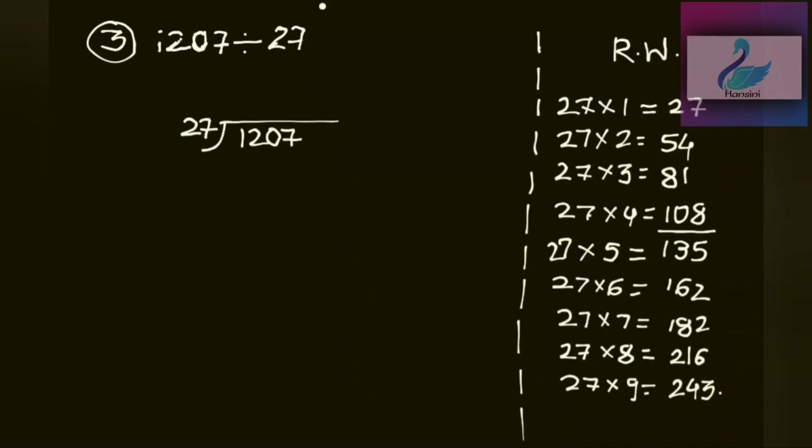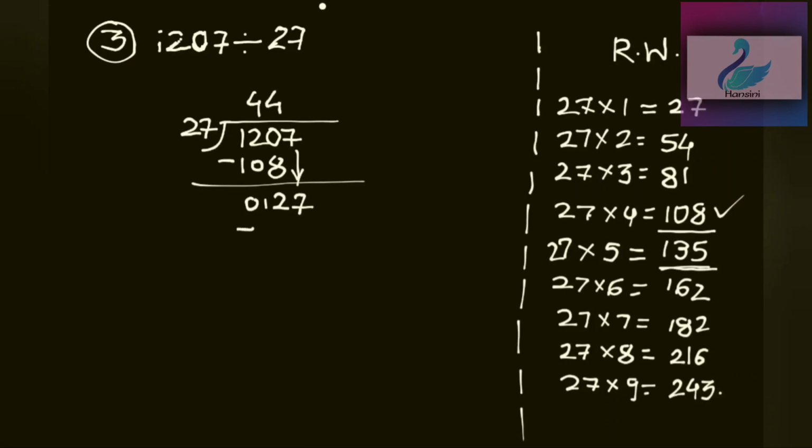So here now we will search for 120 in the 27's table. 135 is greater than 120. So we will take 108. 27 fours are 108. So in the quotient's place I have written 4 and I have subtracted 108 from 120. I get the answer as 12. I have taken down 7.